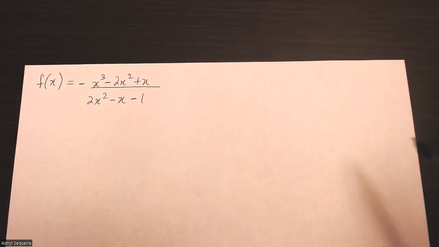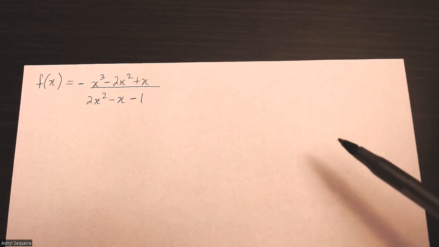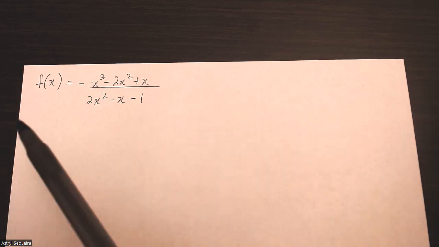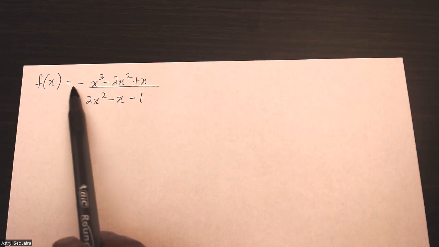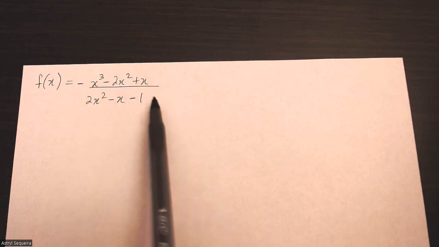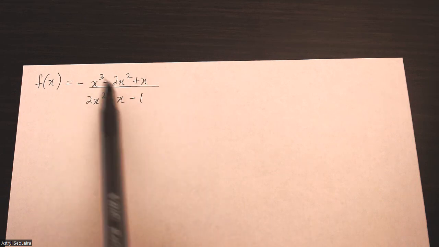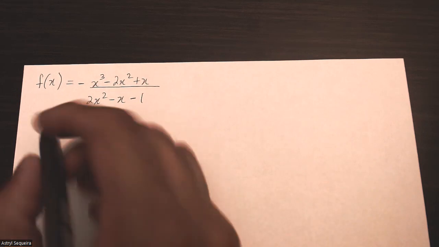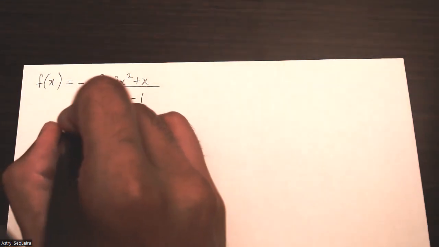All right, so in this video, we want to sketch this rational function over here. And we have a negative, and this negative is outside this entire fraction, so basically it applies to the entire top. A cubic equation on the top, and we have a quadratic equation on the bottom. The first thing I want to do is factor this equation.